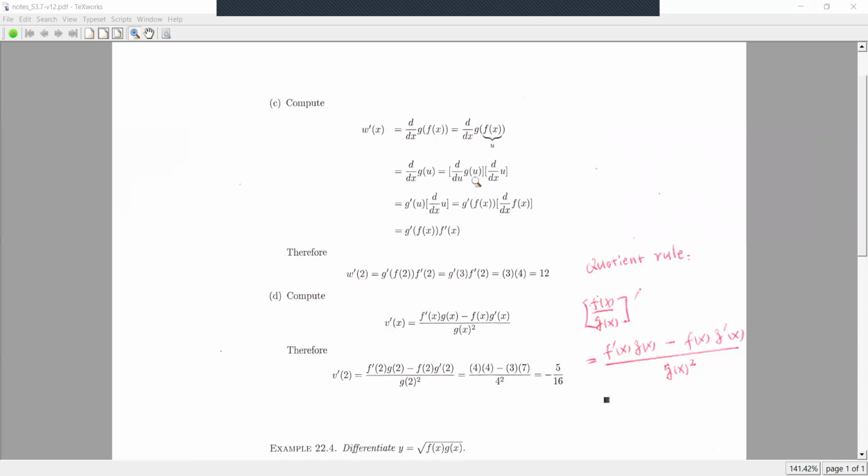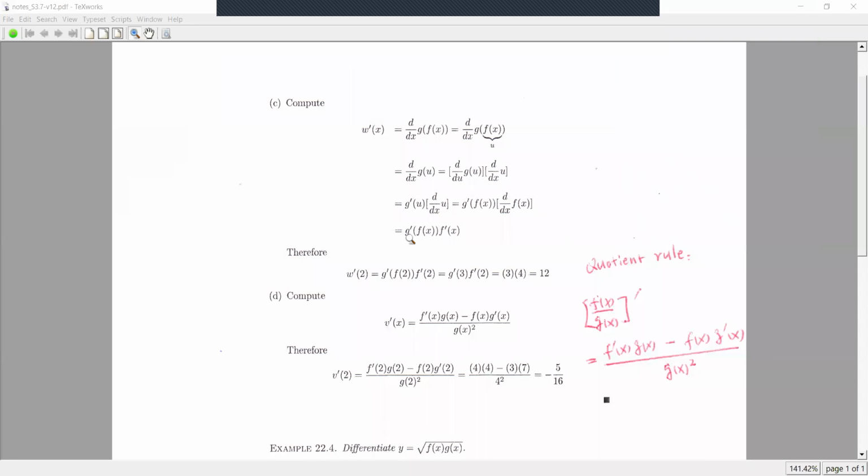The derivative of g of u with respect to u in other notation is g prime of u. Now, remove u by plugging in f of x. Then we have this equation. The derivative of the function f with respect to x in other notation is f prime of x. Then this is the result of the derivative of function w.